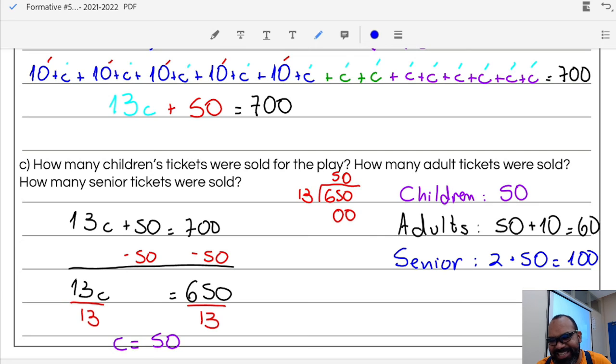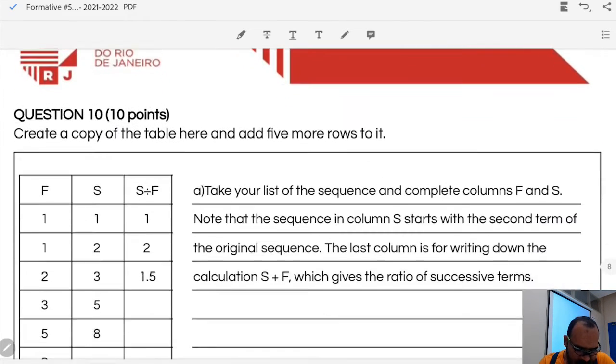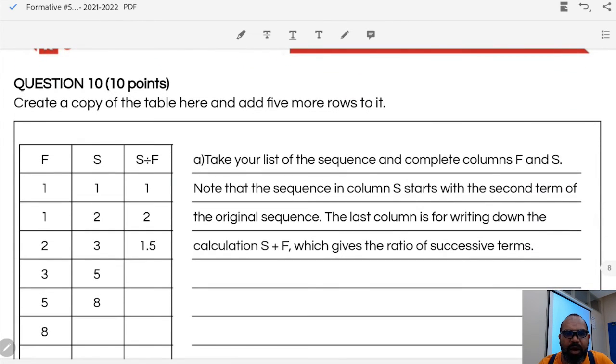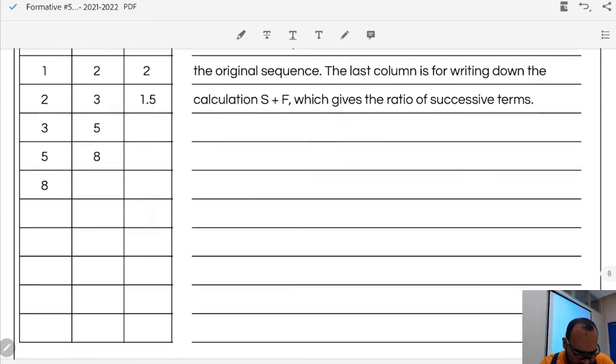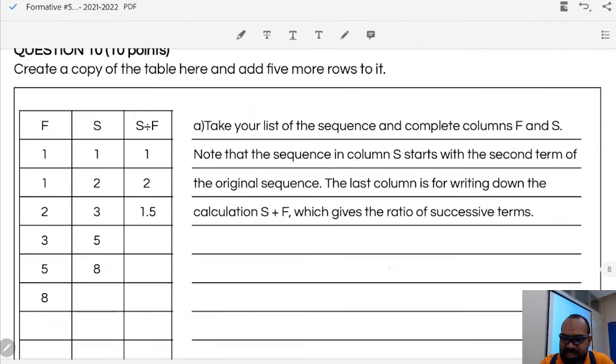Yes, guys, it's easy. As I told you, it's not too hard. You need to think, read, and understand the patterns. Last question: create a copy of the table here and add 5 more rows to it. I already added the rows here, so the table is done. You just need to complete the table.